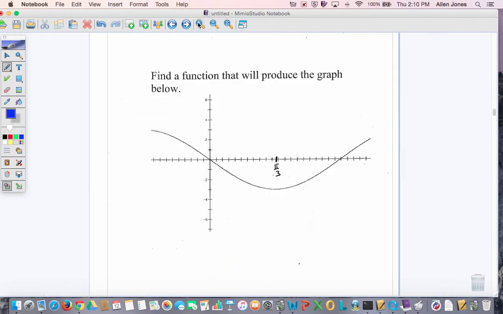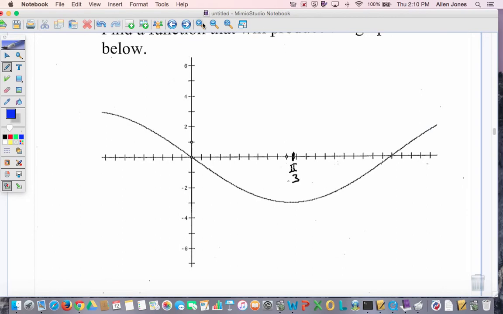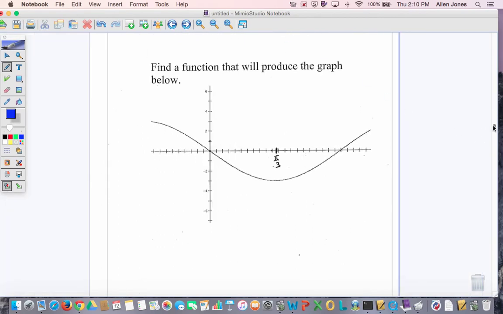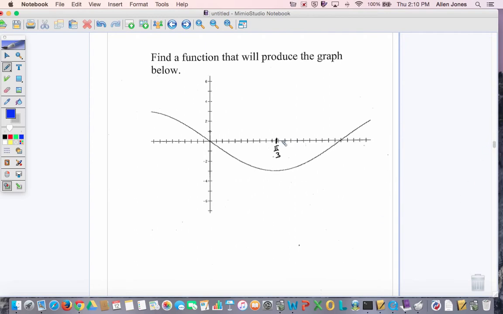We have a picture here. Maybe I better make that smaller after all. Find the graph or the function that will produce the graph below. So the only point I have labeled here is pi over 3. Notice that's also the lowest point on our curve. I'm also going to be able to label this one. This one comes from the origin at 0, 0.